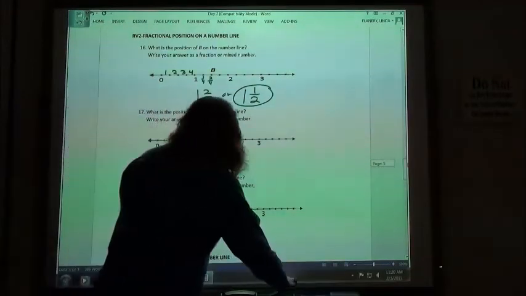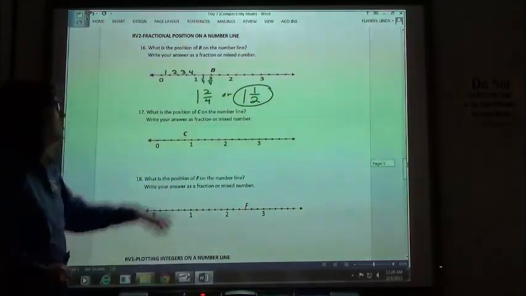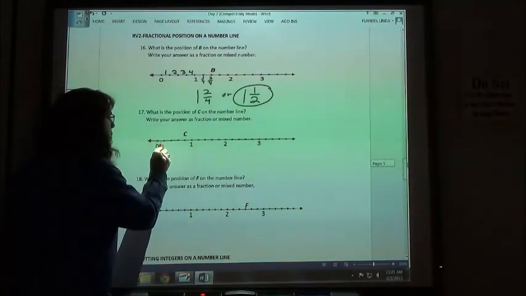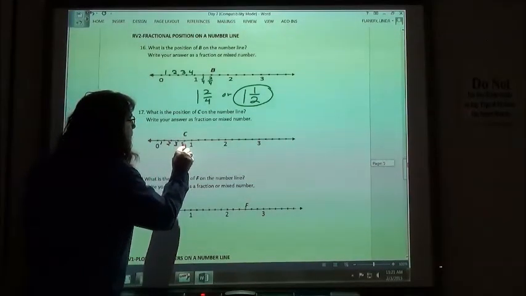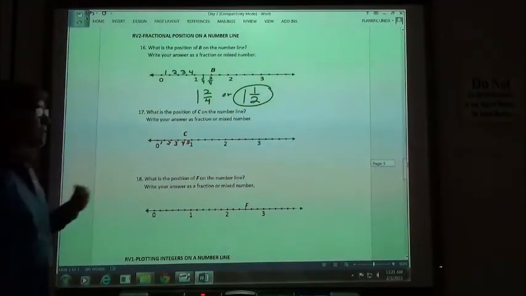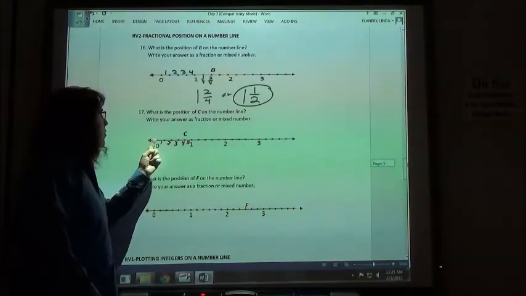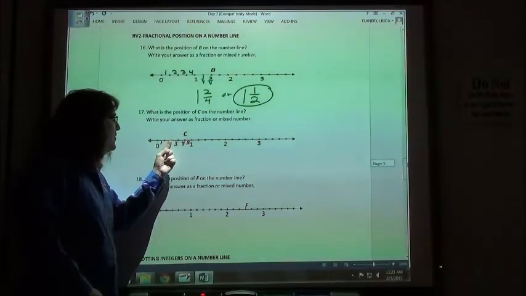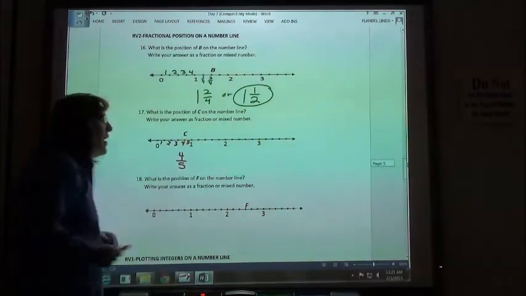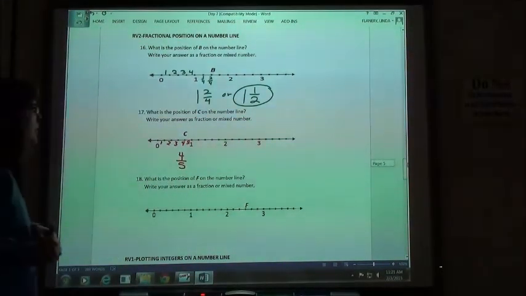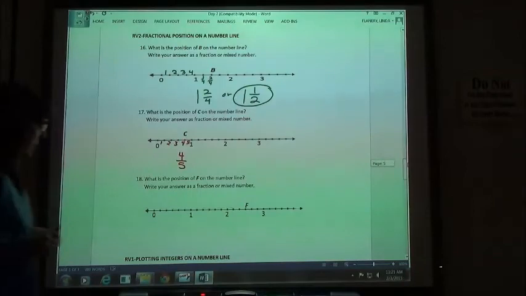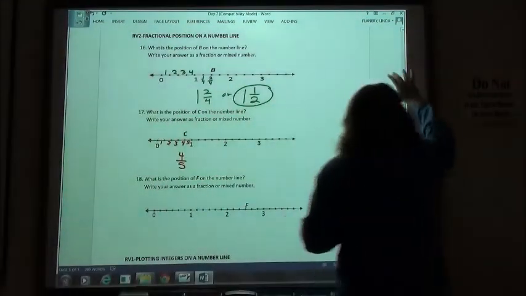Now, if I look at number 17, the C is before the 1. So I'm not going to have a whole number in front. I'm just going to have a fraction. I'm going to count my spaces. 1, 2, 3, 4, 5. There are 5 spaces between the 0 and the 1. That means each of them are fifths. This would be 1/5, 2/5, 3/5, 4/5. And then, of course, 5/5 would be where the number 1 is. So 4/5 is where C is located. While I'm moving the board, go ahead and find the location for F.